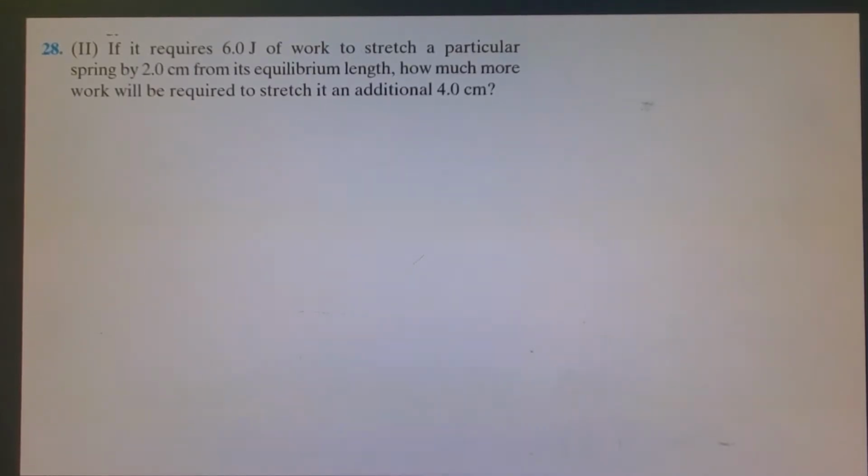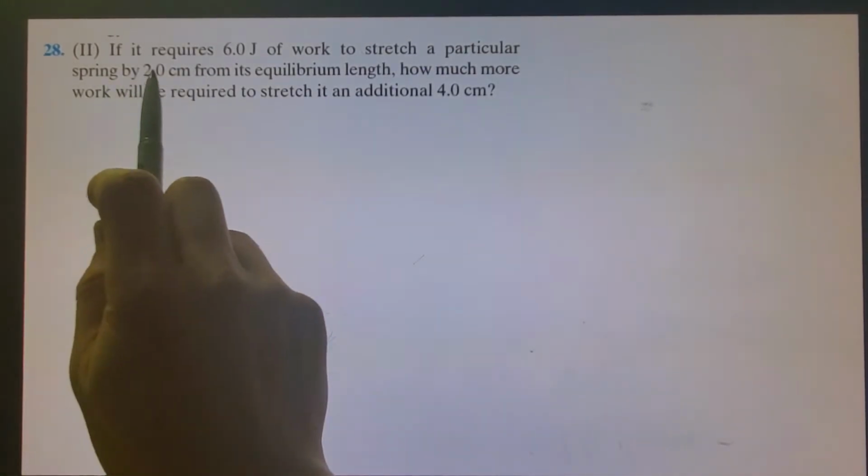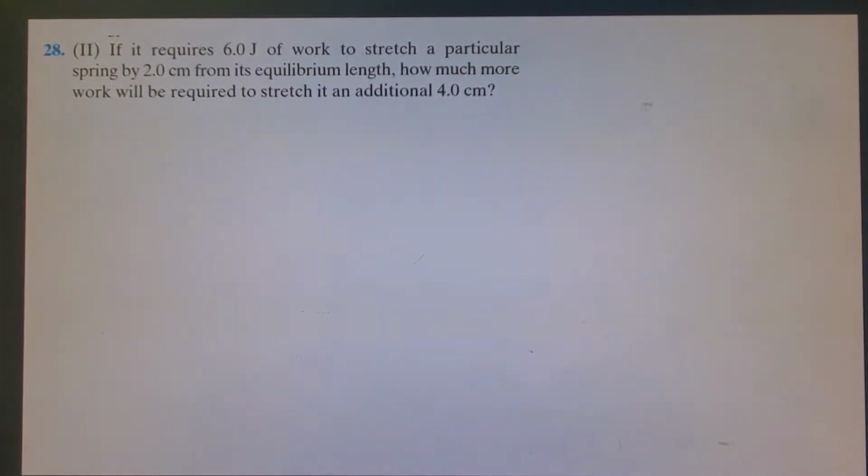This is chapter 6, problem number 28. The magic number, the lucky number for this problem is 6. If it requires 6 joules of work to stretch a particular spring by 2 cm from its equilibrium length, how much more work will it require to stretch it an additional 4 cm?